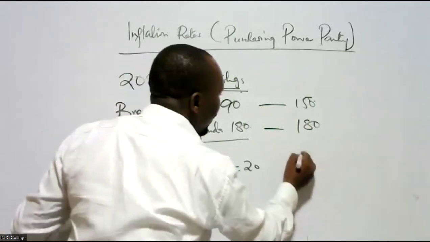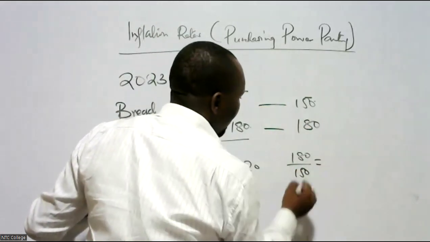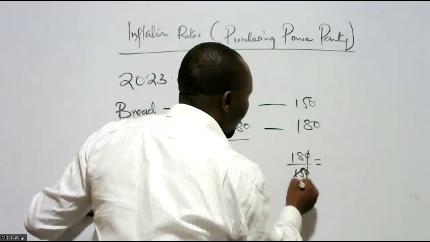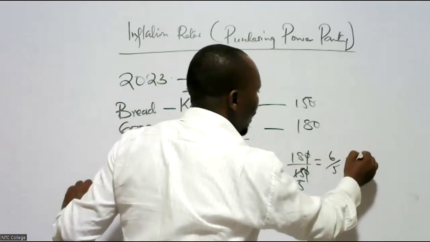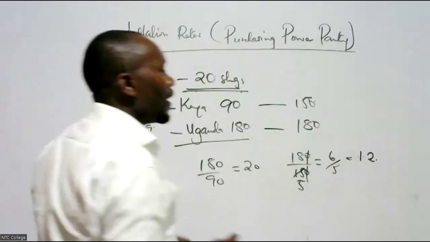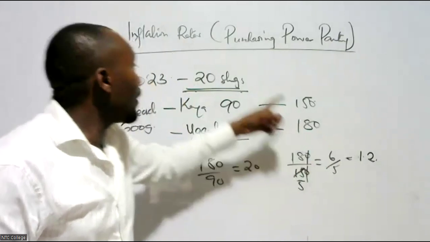Hapa, we also need to have 180 all over 150 to give us a certain rate, which is now the new rate. I don't know, this can be 6 all over 5, so that is giving you 1.2. It means that the rate has changed. The rate is now 1.2, whereas here it equals 20.